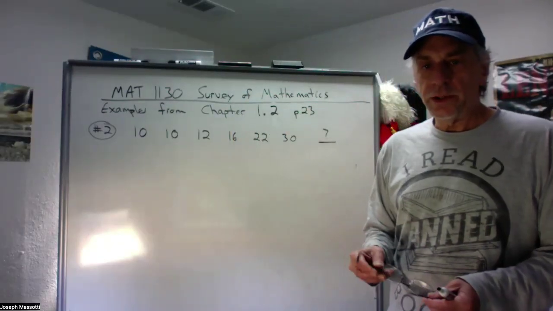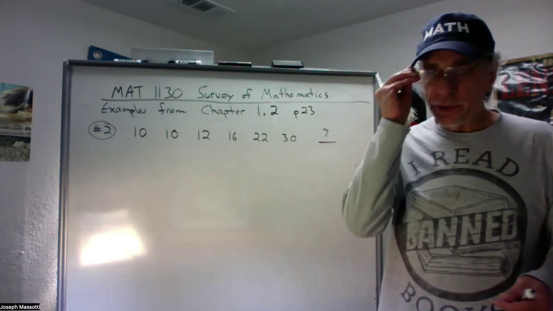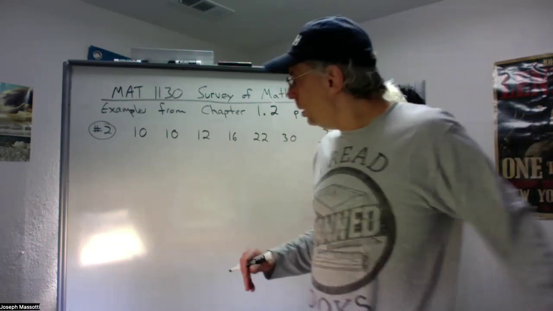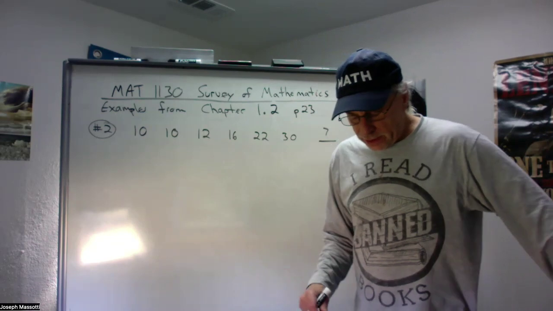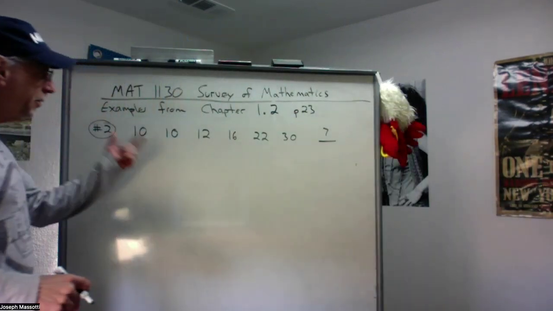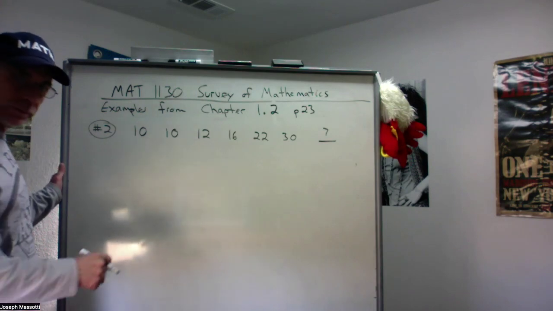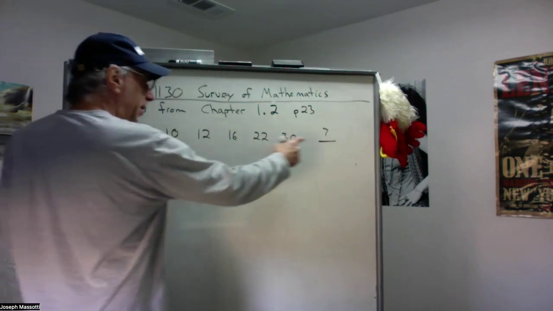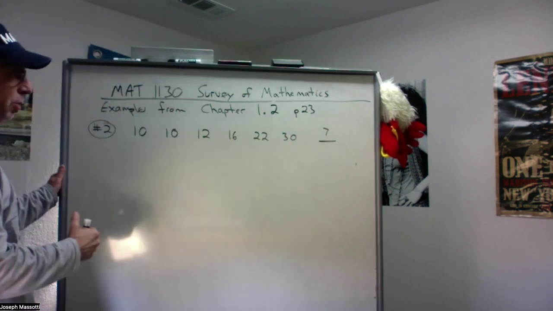All right, short video on section 1.2, a couple of examples from our homework. Not exactly the same ones you're doing for homework, but very similar to the ones you'll see on your homework. So first thing is difference tables. You're asked to find the next number in the list, very similar to what we did in section 1.1.